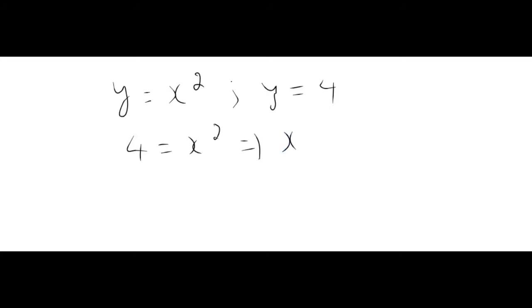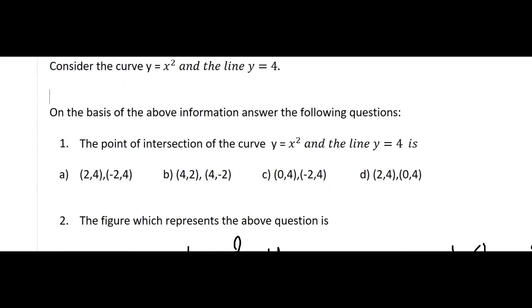Now let us find out the point of intersection. We are given that y is equal to x squared and y is equal to 4. So in the place of y, let me put 4. 4 is equal to x squared, this implies x is equal to plus or minus 2. So obviously the points are going to be (2, 4) and (-2, 4). So we can see that option A is the correct answer.